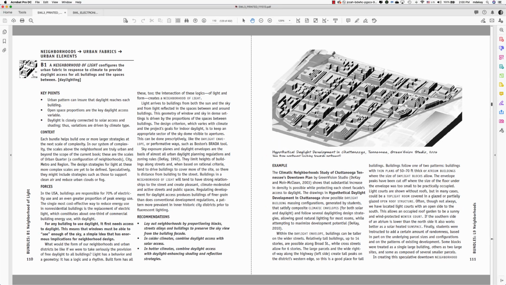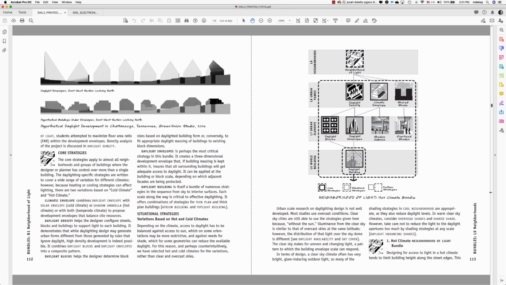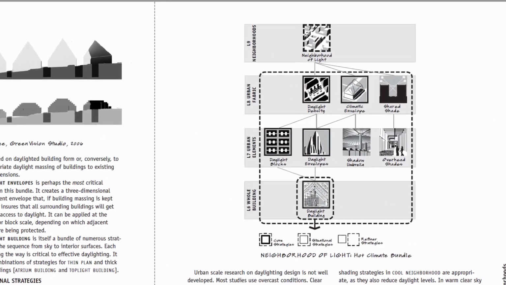So for example, here's a neighborhood bundle, neighborhood of light. And this is really asking the question, what would the city be like? What would a neighborhood be like if you needed to get light access to daylight to every building? So each bundle has some key points. It gives a context. It describes the forces that are involved. It makes a recommendation, and it gives an example. It also gives you a bundle diagram.